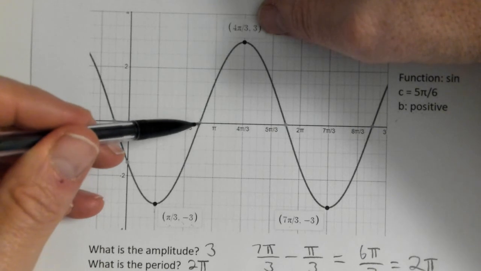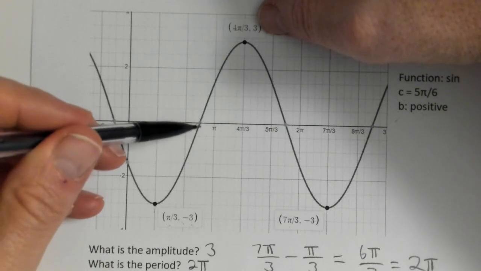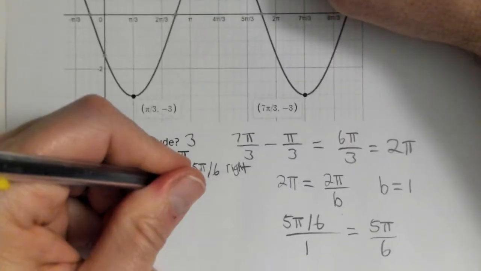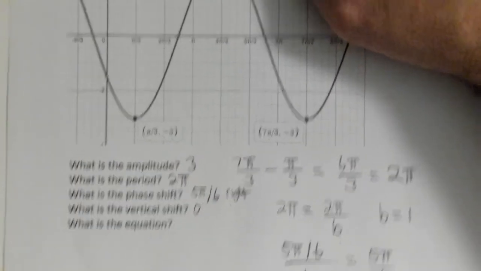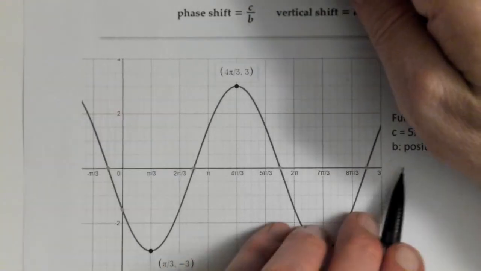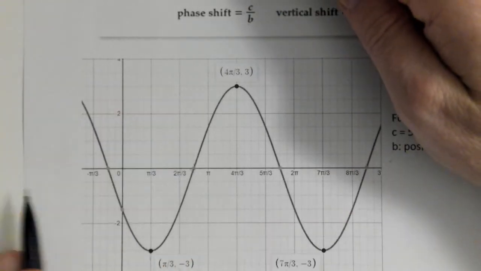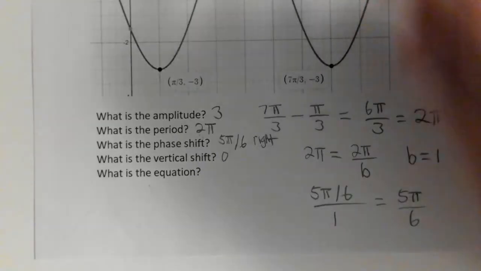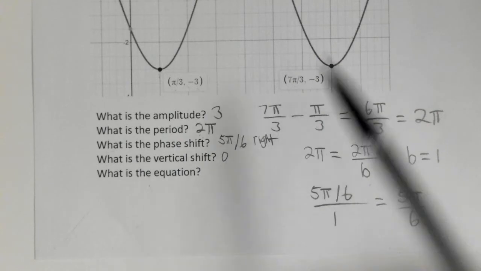And so since the middle of the graph is still at 0, that means there is no vertical shift. Vertical shift was 0. It wasn't moved up or down, because it would be off center. The center of the graph would no longer be on the x-axis if there was any sort of vertical shift. Okay, so we're confident to say that the vertical shift is 0 for that reason.